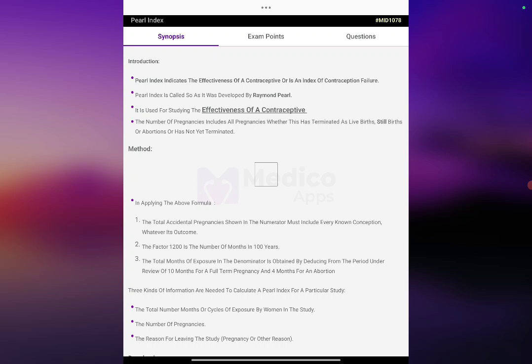not yet terminated. Method in applying the above formula. The total accidental pregnancies shown in the numerator must include every known conception, whatever its outcome. The factor 1200 is the number of months in 100 years. The total months of exposure in the denominator is obtained by deducting from the period under review 10 months for a full-term pregnancy and 4 months for an abortion.